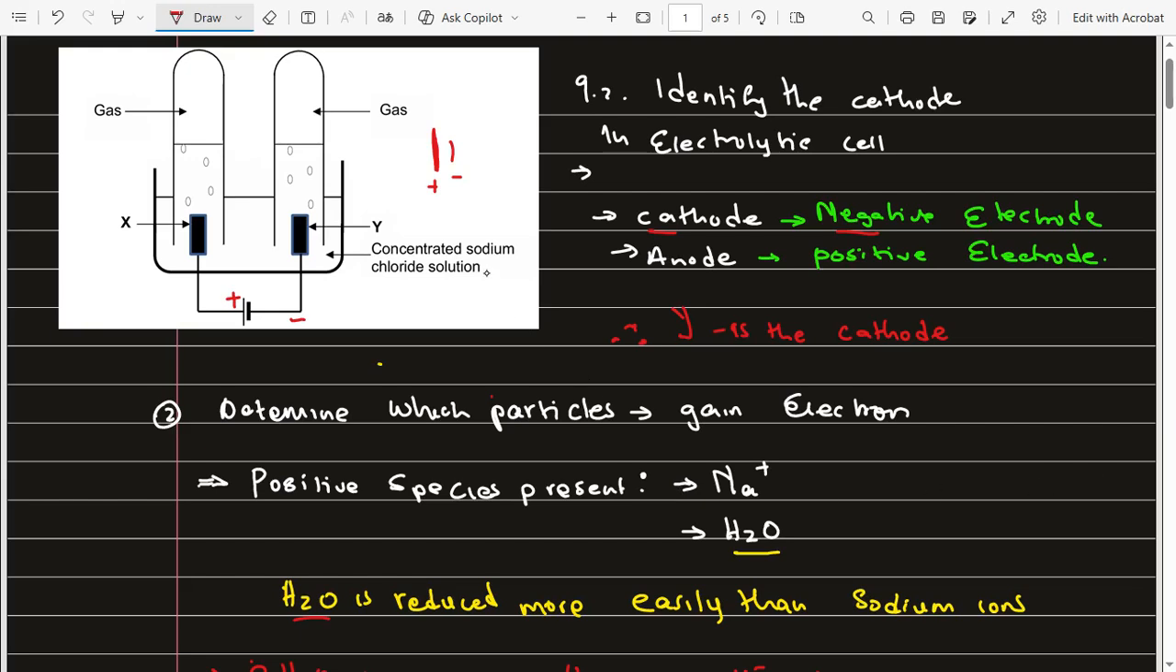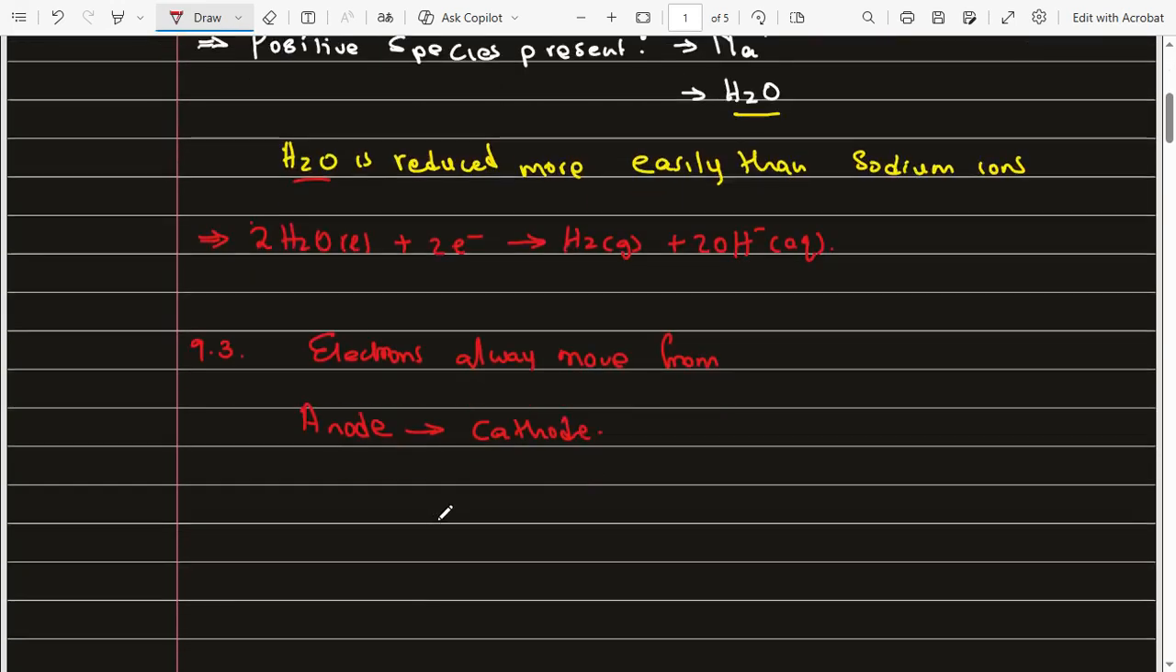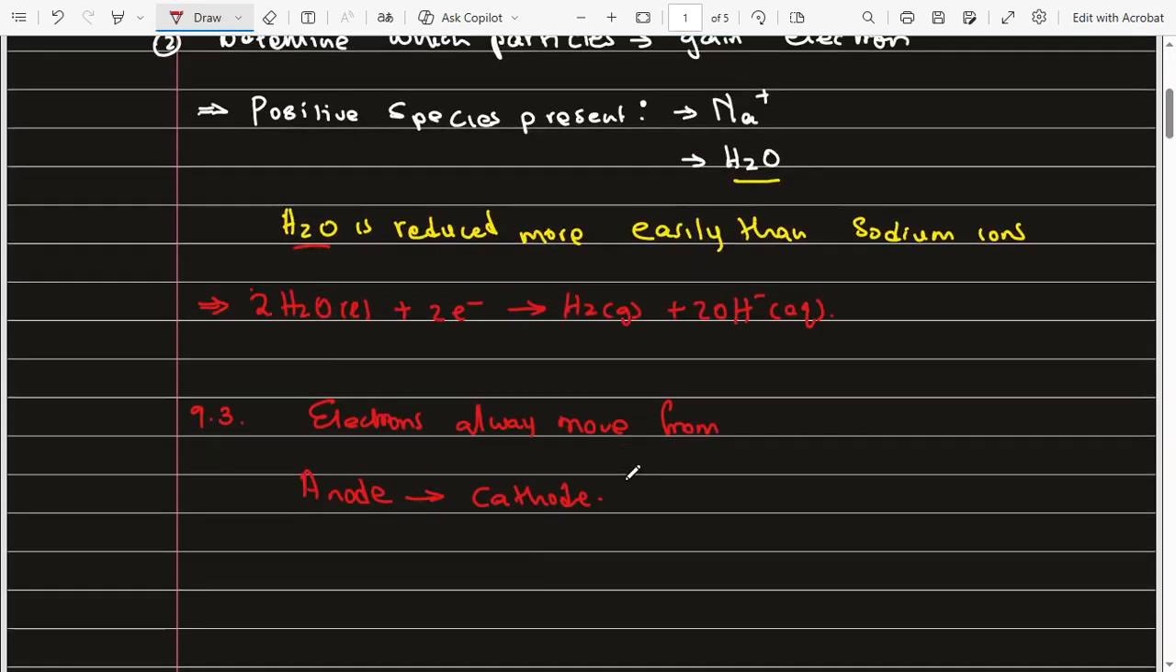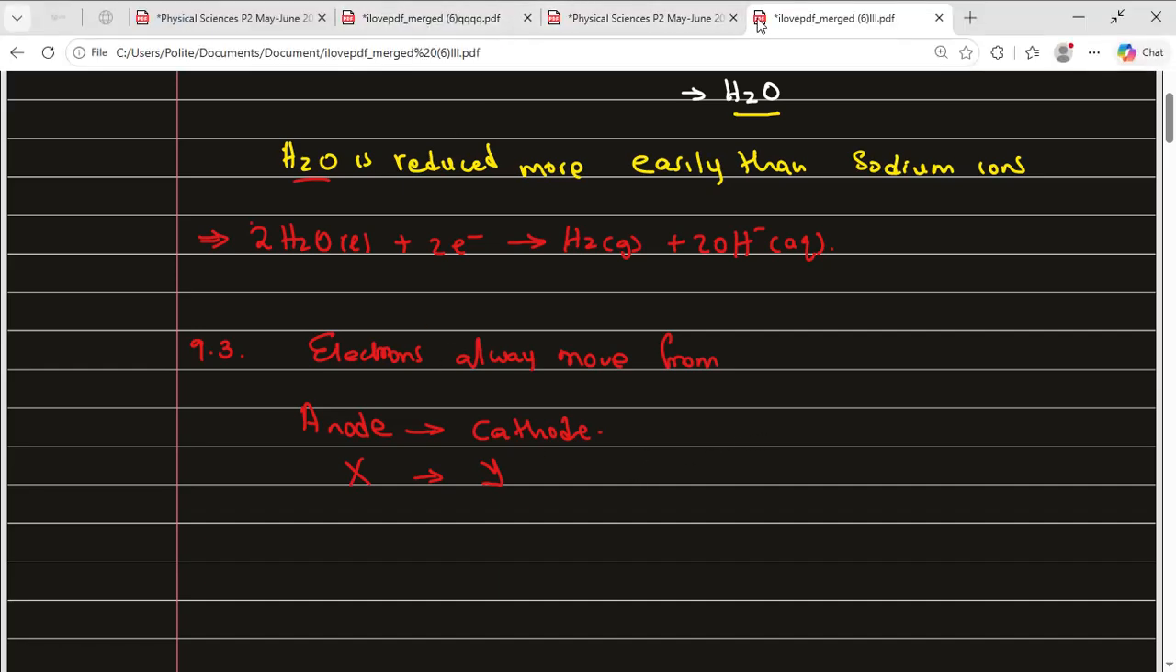Okay, so we said that the cathode is the negative electrode. So Y is the cathode, and X is the positive electrode, so this will be the anode. And the electrons move from the anode, which is X, all the way to the cathode, which is Y. So the correct answer is X to Y. That was easy, né?